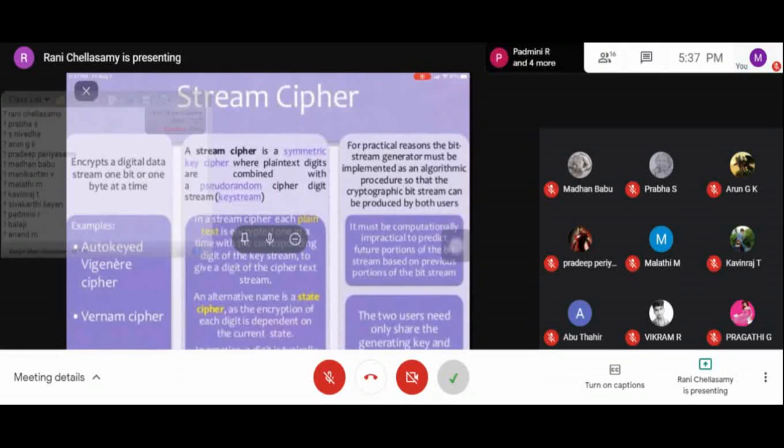Examples of stream ciphers are the auto-keyed Vigenere cipher and the Vernam cipher. The alternative name for stream cipher is state cipher. As the encryption is dealt with on each individual digit, bit by bit, it gets encrypted.